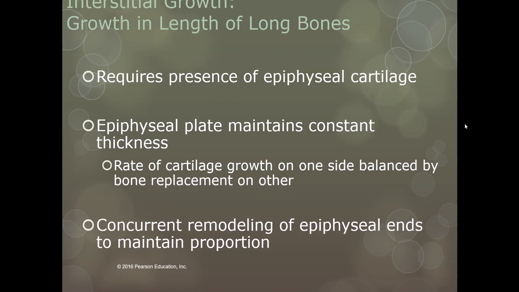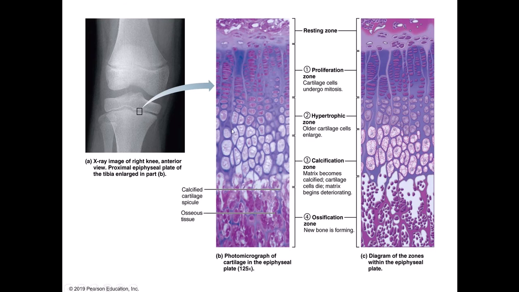So interstitial longitudinal growth occurs at those epiphyseal cartilaginous plates. Now the plate itself throughout childhood will essentially maintain a constant thickness. Cartilage will grow on one side, lengthening the overall bone, but the older cartilage is then replaced with bony tissue, so as the cartilage grows, the bony tissue keeps up with it. And typically, you'll get some remodeling, particularly at those ends of the bones, the epiphyses, to again maintain proper proportions.